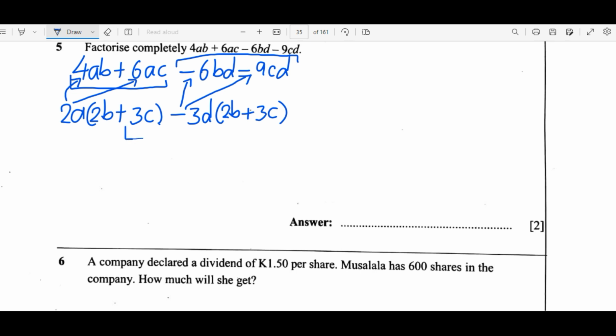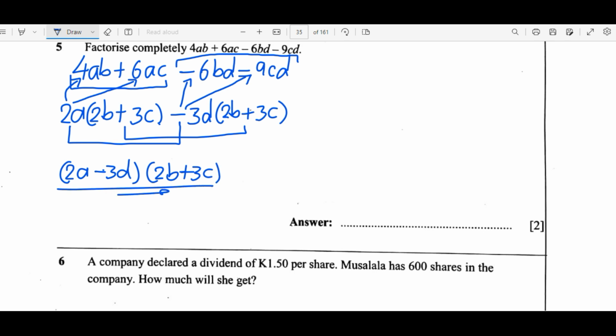So make sure that these two must be equal. They need to have exact variables and numbers, including signs. Then after that, this will form a pair. So our final answer will be 2A minus 3D, then we take out this one, which is 2B plus 3C. So this is our final answer.